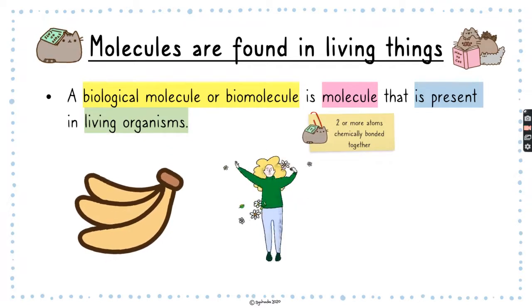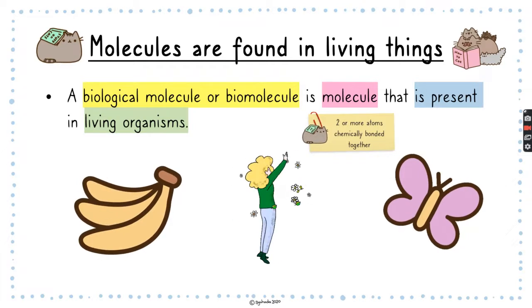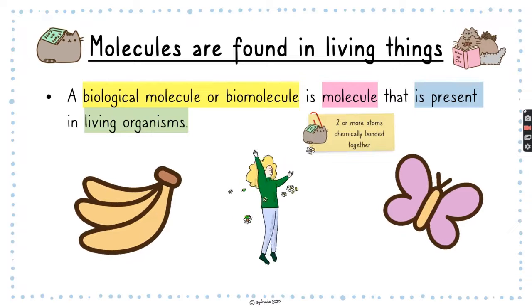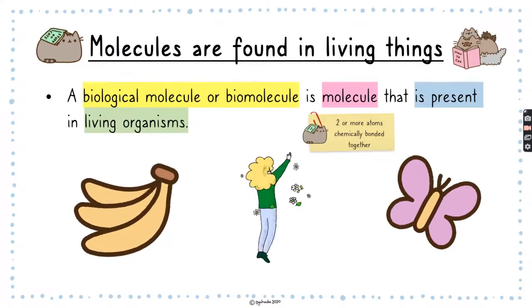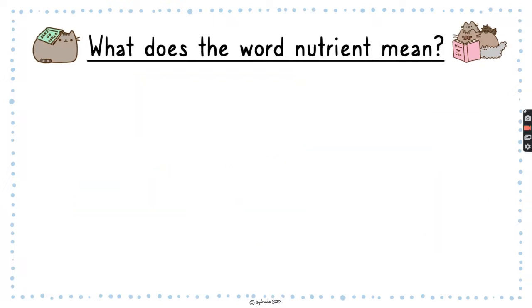So these right here, fruits, a human being, and even insects, they all contain biological molecules. So any molecule that you can find in living things is called a biological molecule or biomolecule. What does the word nutrient mean?